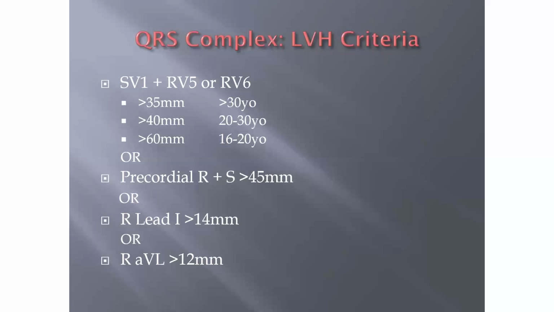In terms of the precordial, which is a chest lead, R plus S, the other criteria, R plus S, should not be more than 45 small boxes, or R in lead 1 should not be 14 millimeters, which is 14 small boxes, or R in AVL should not be 12 millimeters. Left ventricular hypertrophy, of course, will show that the left side of your patient is hypertrophied, and you get to know that the patient is having left ventricular hypertrophy when you actually show what I have just said.